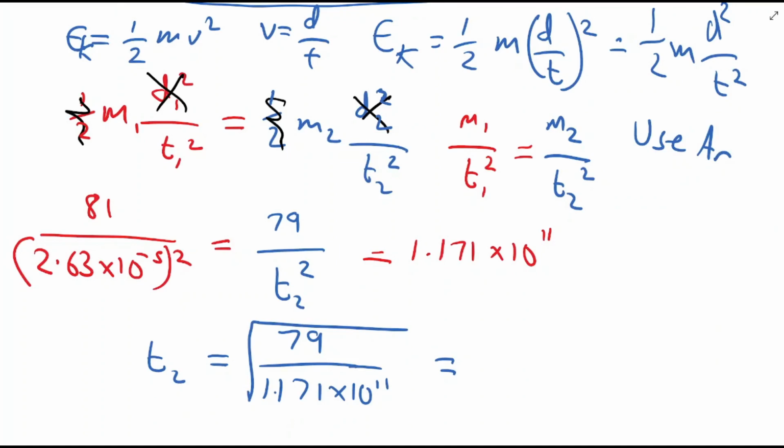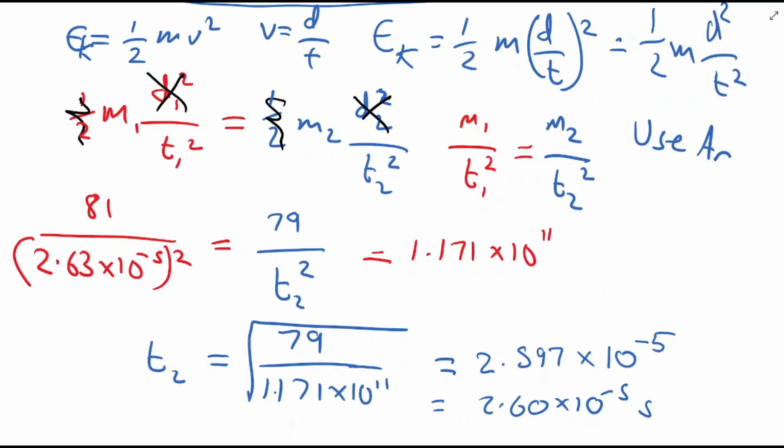Okay, so we've got 79 divided by 1.171 times 10 to the power of 11, and then we're going to square root that answer, and we get a time of 2.597 times 10 to the minus 5, and we're probably going to round that up, so 2.60 times 10 to the minus 5 seconds.